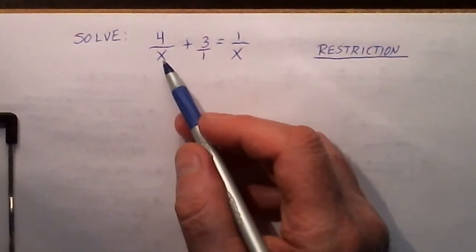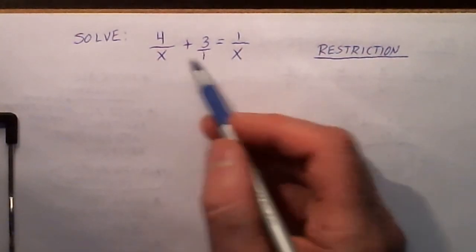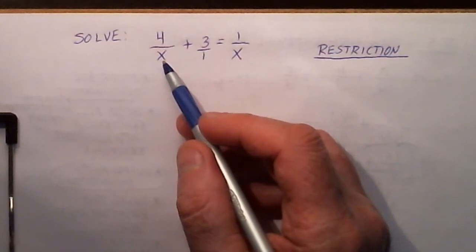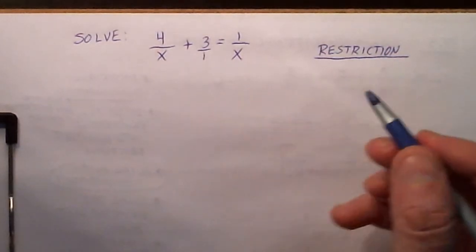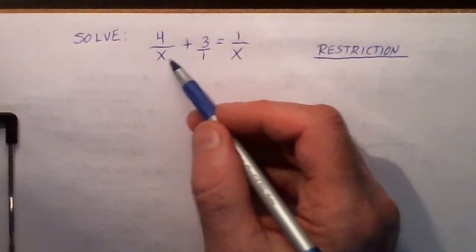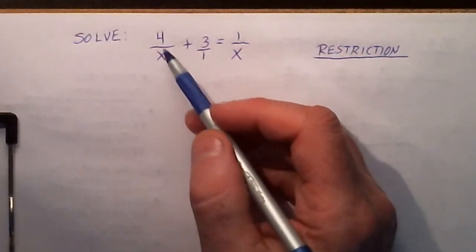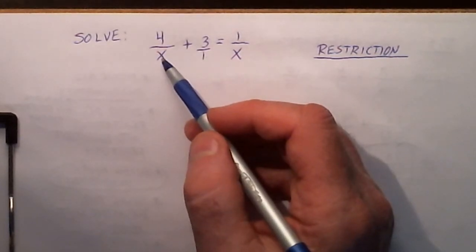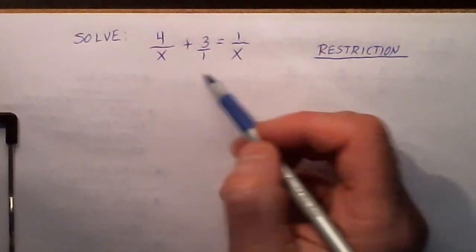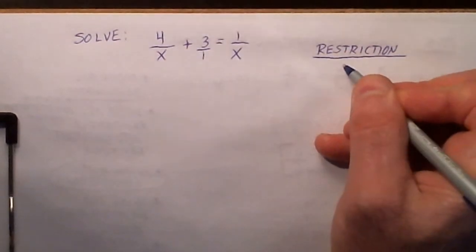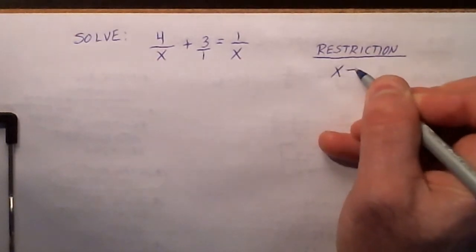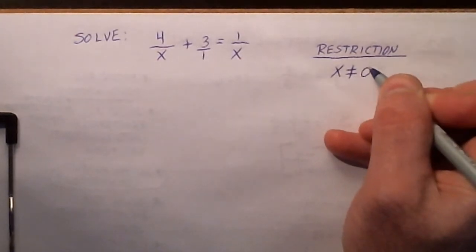And notice, both these denominators have an x in them, so we have to make sure that this x is never equal to 0. Because if x is equal to 0, we will be dividing by 0, and that's an undefined operation in mathematics, in which case the whole equation would be undefined. So one restriction imposed on this rational equation is the fact that x cannot be equal to 0.